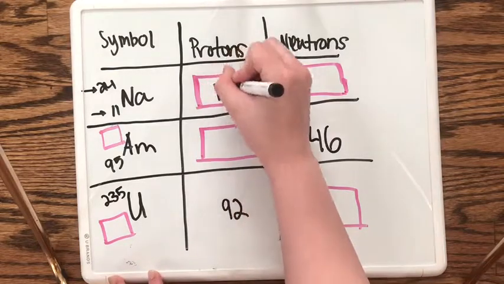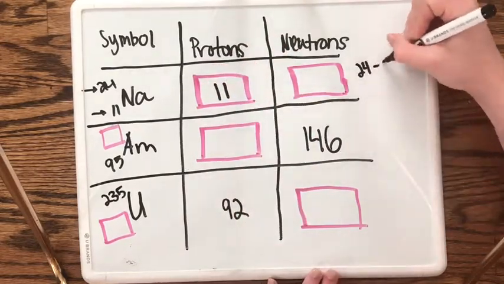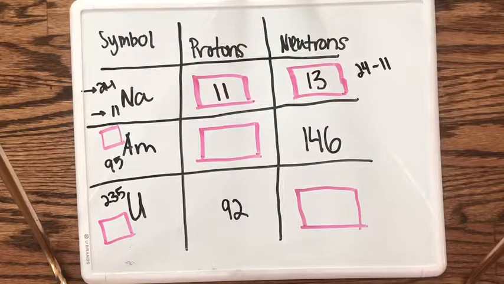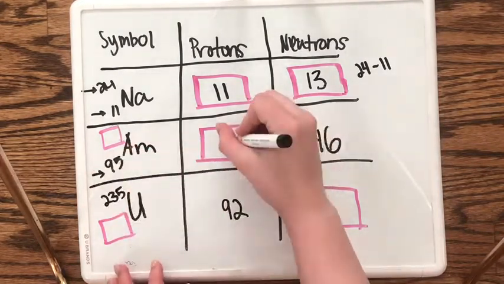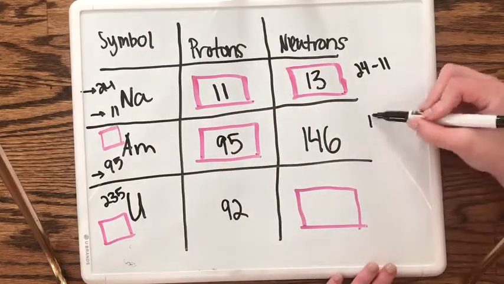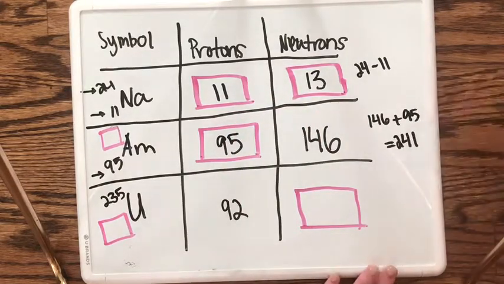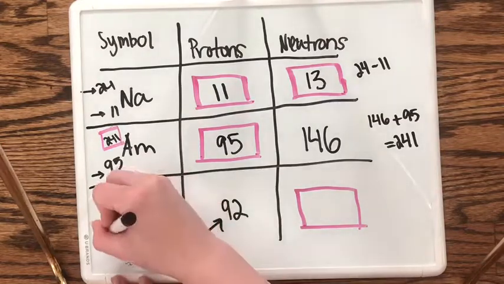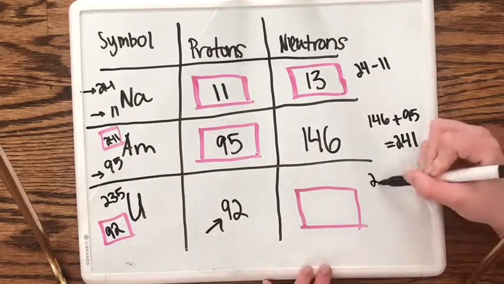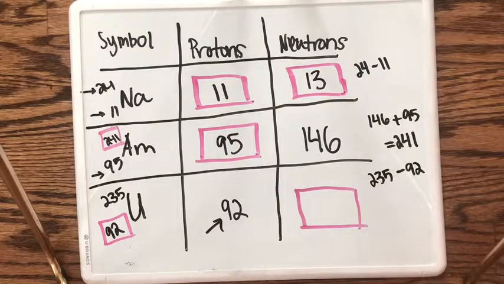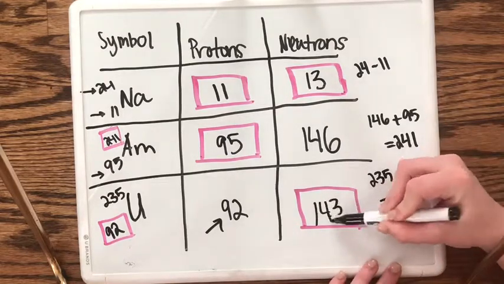In this example, sodium has 11 protons, and to find the number of neutrons, you take the mass number minus protons to get 13 neutrons. In this example, the number of neutrons is given, and you can find protons from the atomic number. To find the mass number, you add protons and neutrons to get 241. In the final example, the number of protons gives you the atomic number, and to find the number of neutrons, you subtract protons from the mass number to get 143.